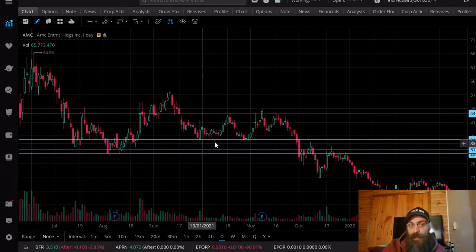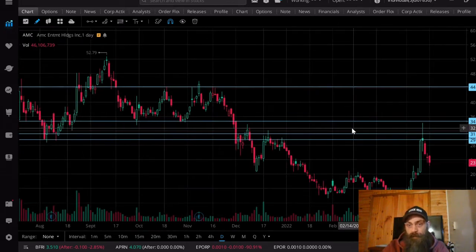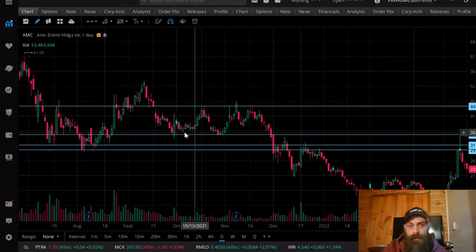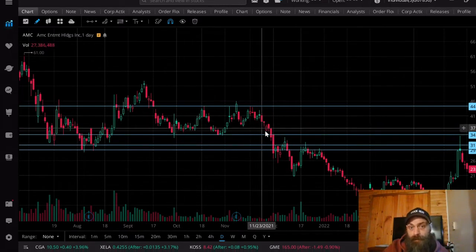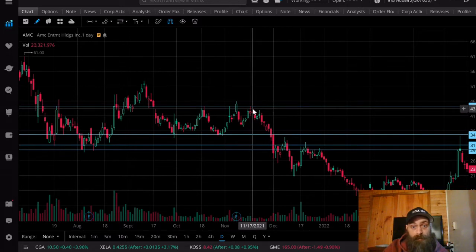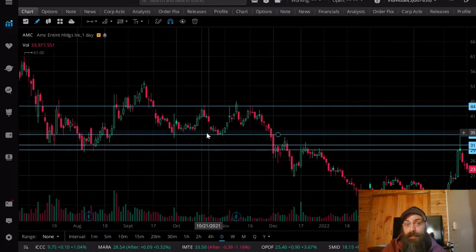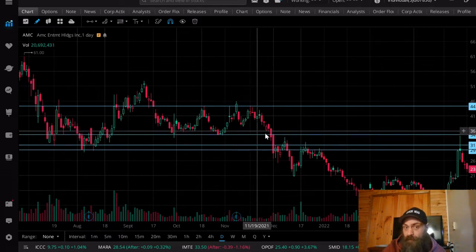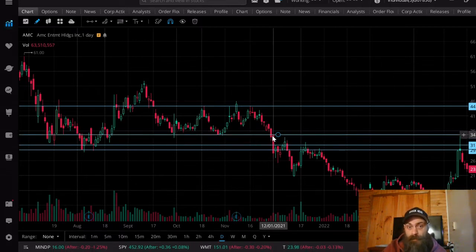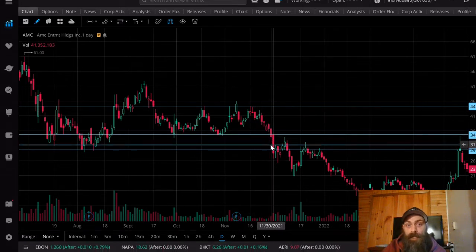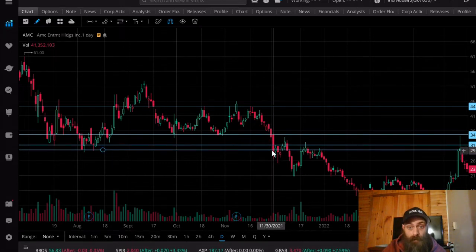So now we have a new area. It's a big area, but we have a new area. So it has come down now. Has tested this multiple times. Did not want to break through. So now it's going to most likely come back down and test this area of support. It is now broken through, and it has also come down and tested this area and has broken through.